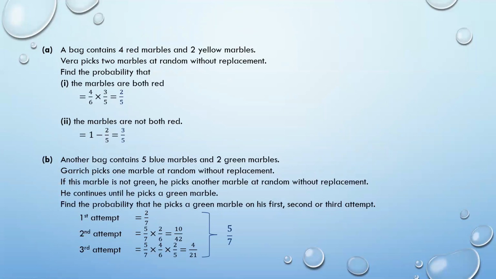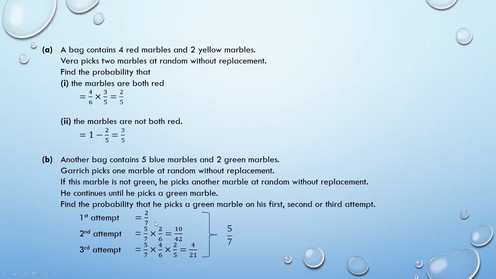3 outcomes here. If the first attempt already gets green, this is the probability: 2 out of 7. If only the second attempt gets green, that means the first attempt cannot be green. So it must be blue, 5 out of 7 times. The second time must get green, so this is 2 out of 6. This is the green one, this is the blue one. And for the third attempt, the first 2 are not green. So it must be 5 out of 7, this is blue, this is also blue, and this one must be green.